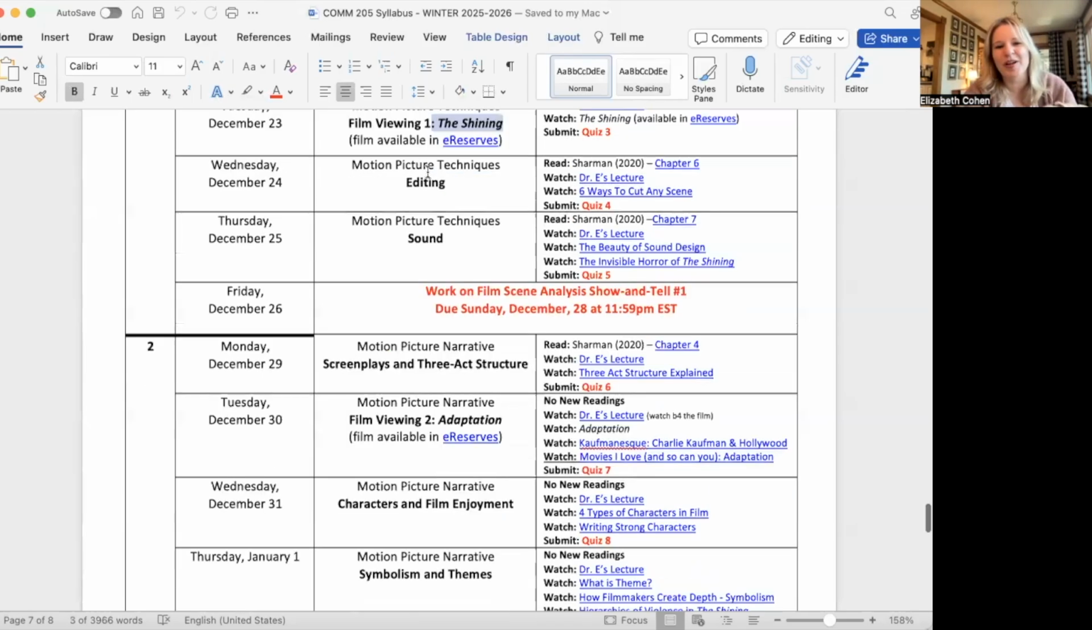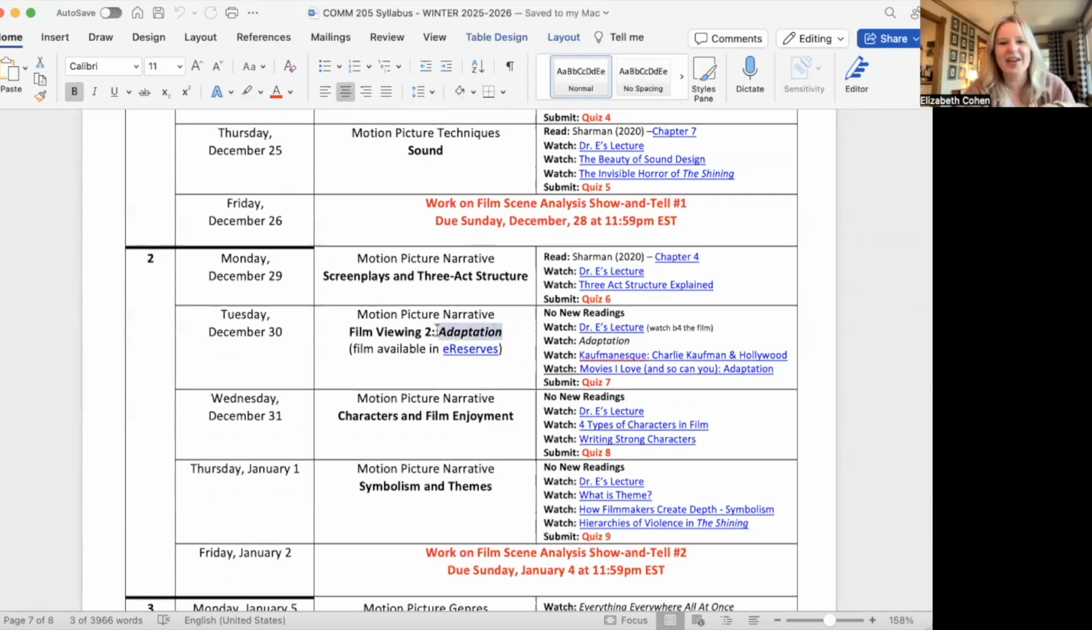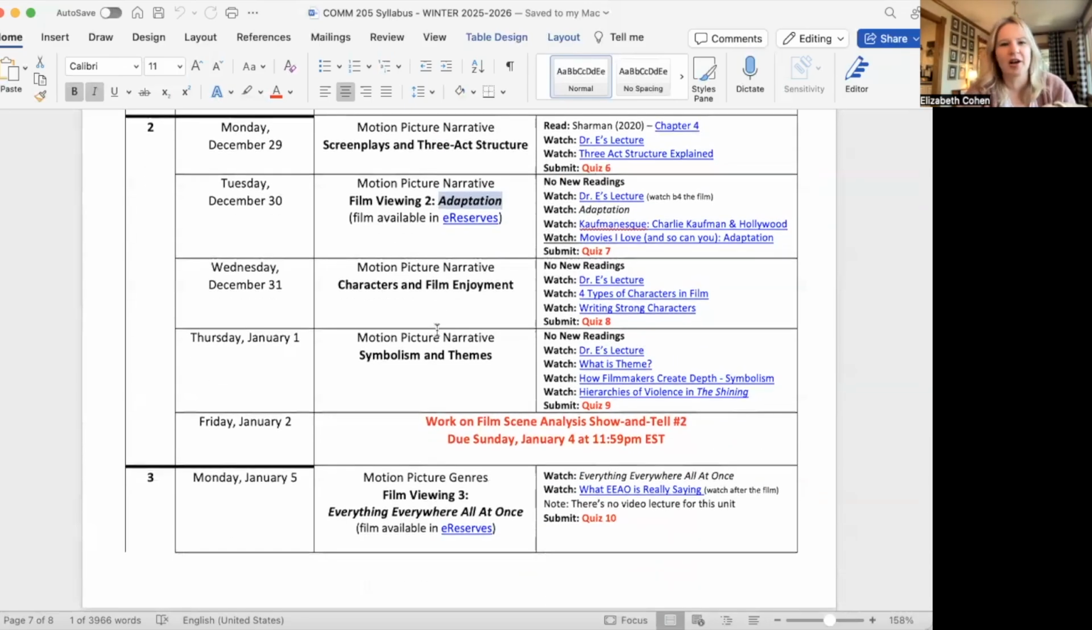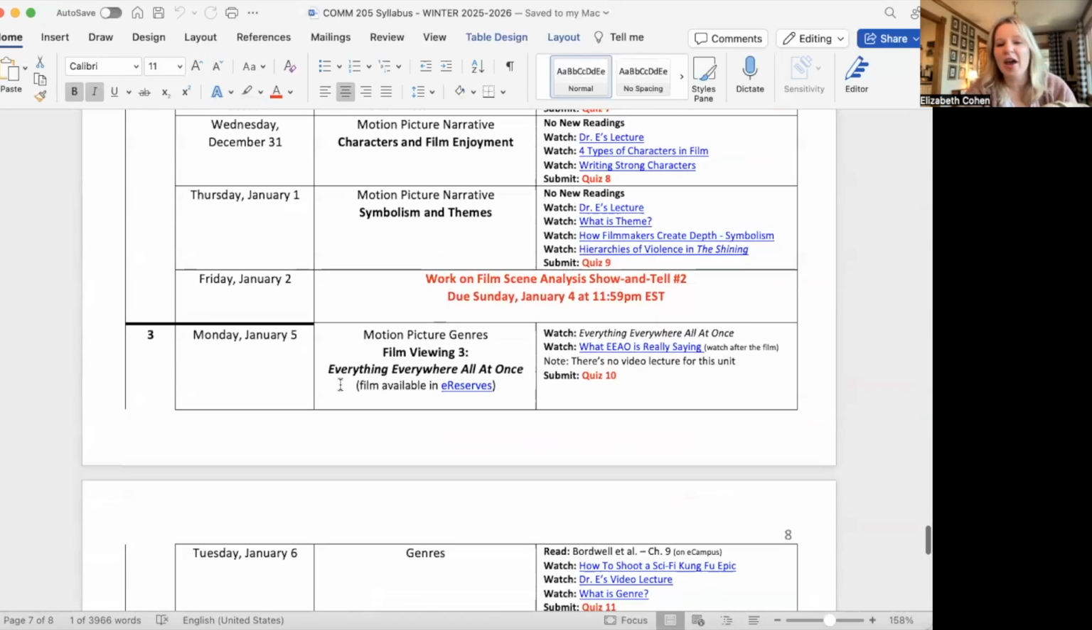The second one we're going to watch is Adaptation. And that is a really weird, interesting film from the early 2000s when we were doing a lot of meta cinema. It's got Nicolas Cage in it. It's very different from The Shining. And then we're going to do Everything Everywhere All at Once, which is kind of actiony and kung fu-y and those types of things.